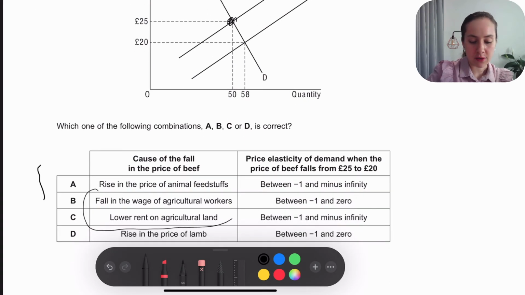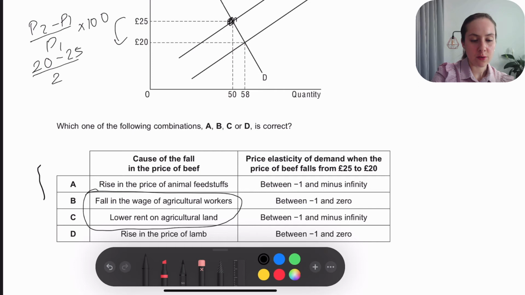And let's just kind of write this down for now. Price elasticity of demand, price of beef falls from... Okay, right, so they want us to work this out. This is really interesting. So remember we do P2 minus P1 divided by P1 times by 100. So do 20 minus 25 divided by 25 times by 100. And typing that into your calculator is minus 20%.